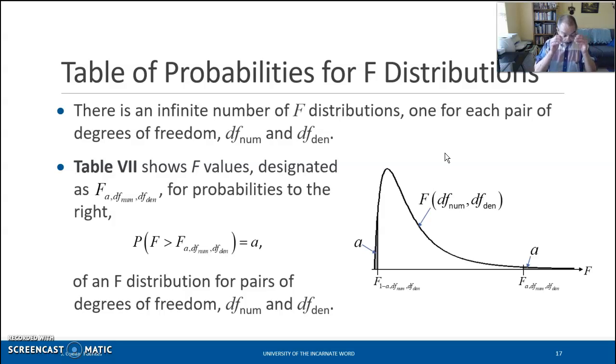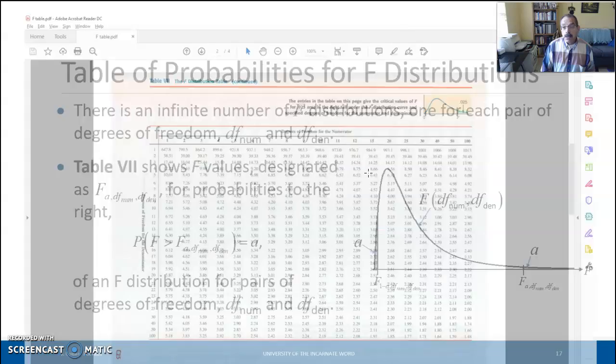All right, so now the next step is, well, how do we get probabilities for these F distributions? Well, this is becoming a difficult problem because now you have an infinite number of F distributions, one for each pair of degrees of freedom in the numerator and degrees of freedom in the denominator. So table 7 shows you values to the right of an F value. And let me switch over to the table.